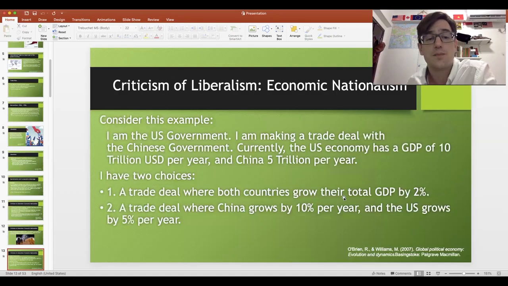Consider this example. I am the US government. I'm making a trade deal with the Chinese government. Currently, the US economy has a GDP of 10 trillion USD per year, and China 5 trillion USD per year. I have two choices. Option 1, a trade deal where both countries grow their total GDP by 2%. Option 2, a trade deal where China grows by 10% per year and the US grows by 5% per year.